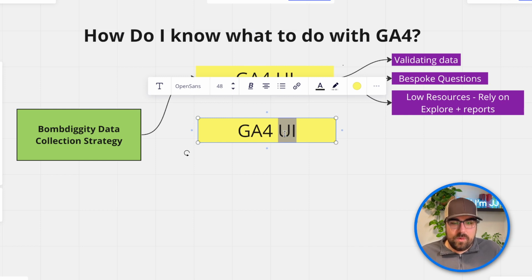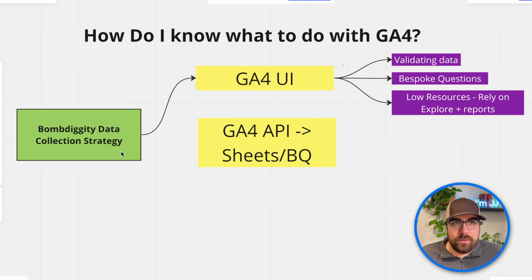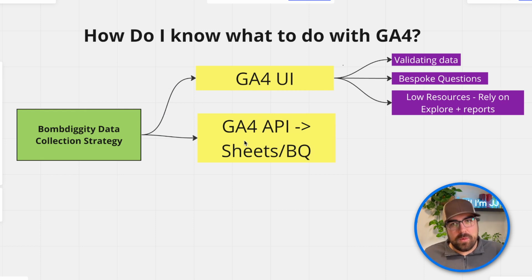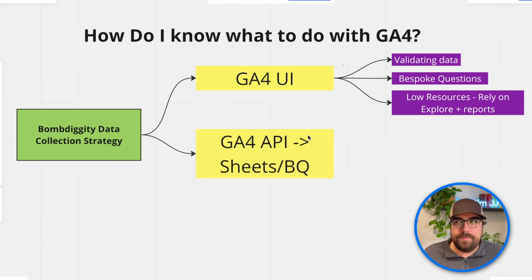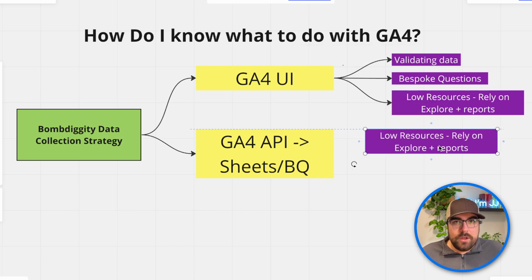Now we have the GA4 API to Sheets/BQ. Once you have your data collection strategy, you can go this path. The API exports the summary tables within GA4. I know, super nerdy, but basically the reports that you have in GA4, you can get exported using the API, but there are some calculations and things that are not 100% clear by Google. They haven't said, hey, this is how it works, this is how it doesn't work. Okay, so this is your next option.